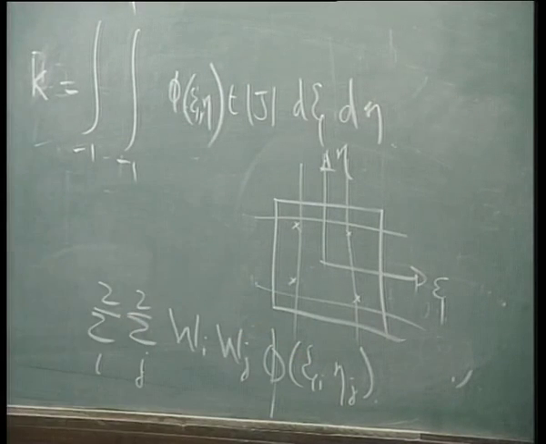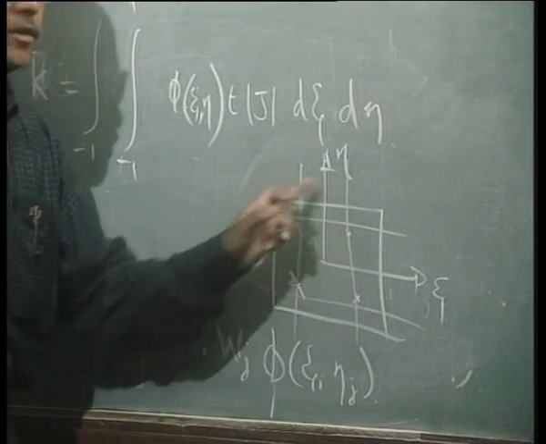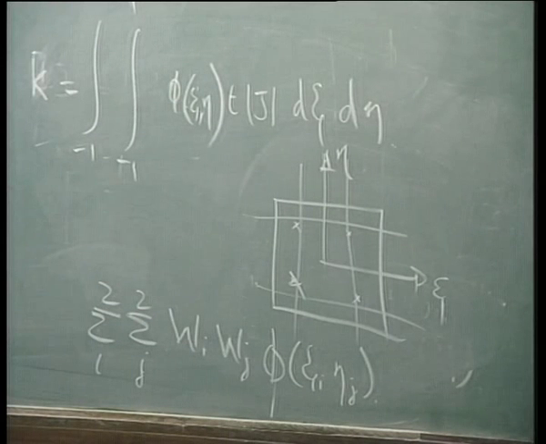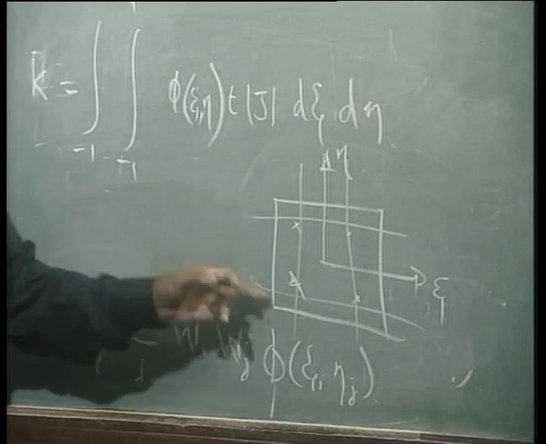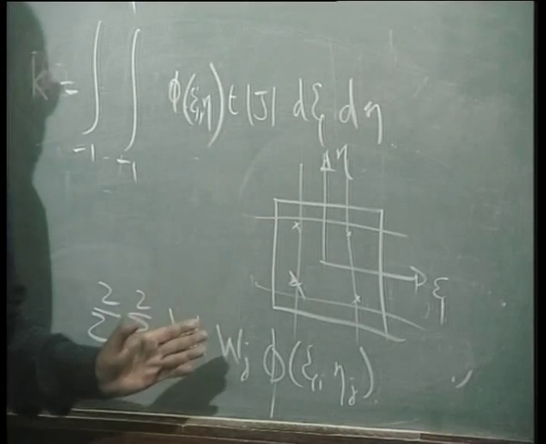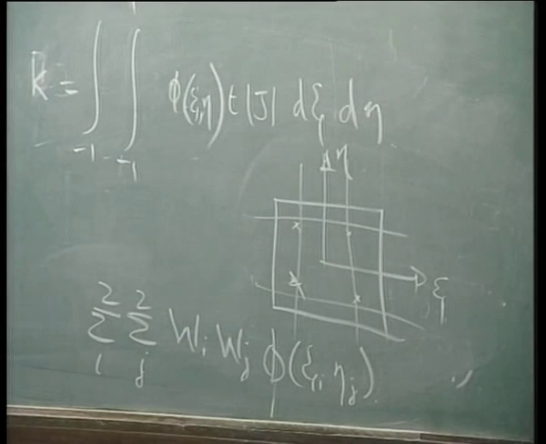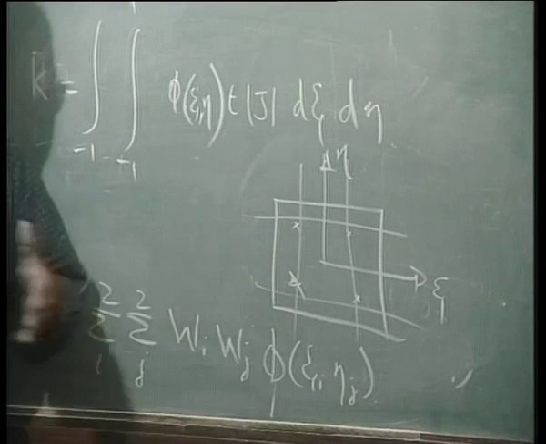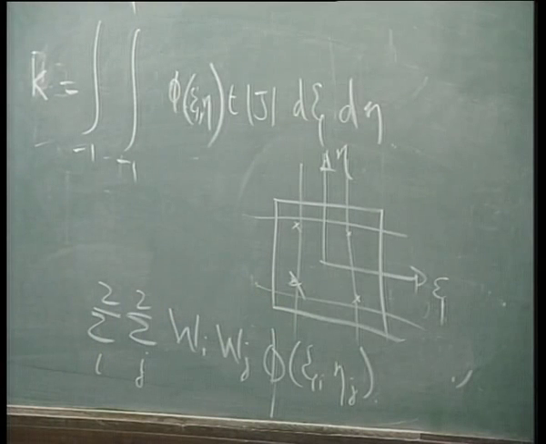What is psi 1 eta 1 and so on? These are the points, that is psi 1 eta 1, which is minus 1 by root 3, minus 1 by root 3. What is psi 1 eta 2? That is this point, and so on. So you calculate at these 4 points, multiply by the weights. The weights happen to be, for this problem, 1, and so wi into wj into phi at these 4 points gives you the value of k.